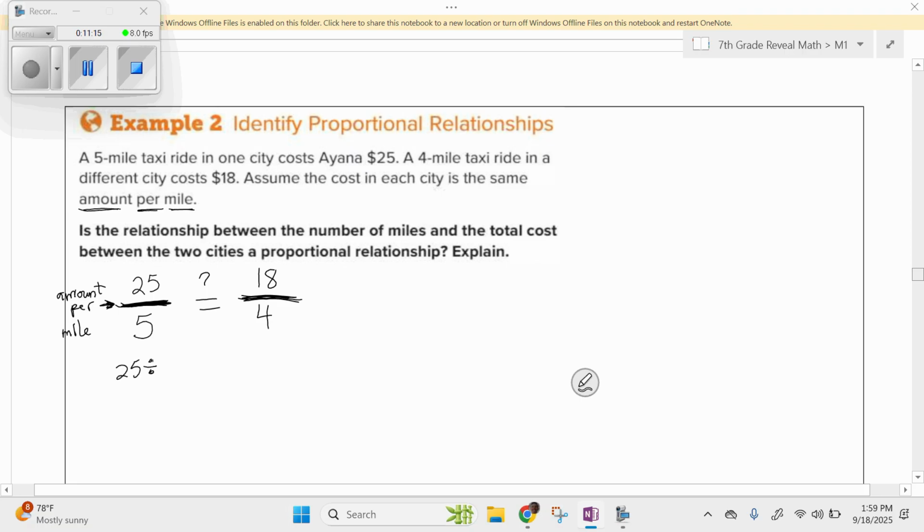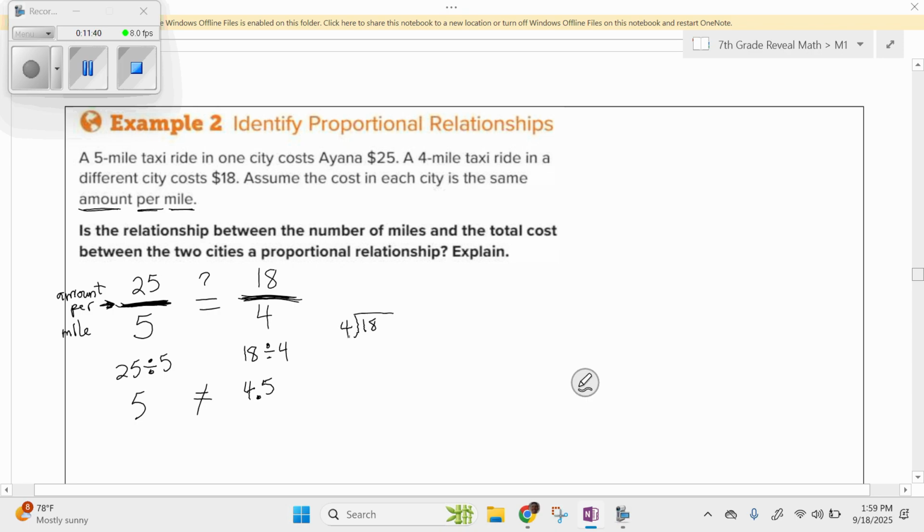25 divided by 5 is 5. 18 divided by 4. Now, I don't need the specific answer. I already know that 18 divided by 4 does not equal 5. I happen to know that it's 4.5. You could do the long division to test it.